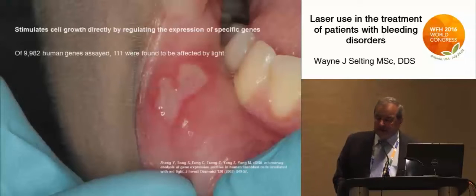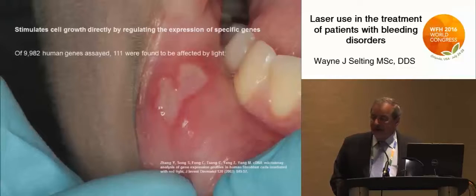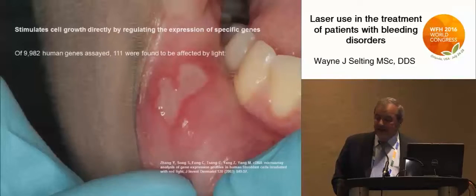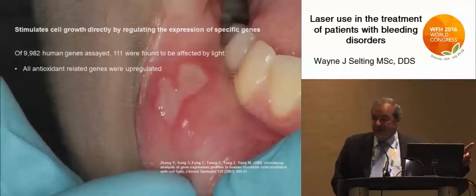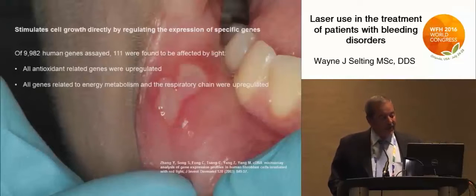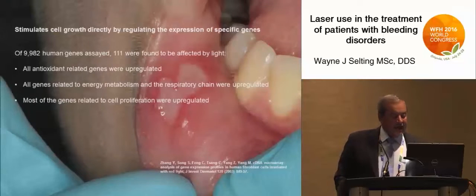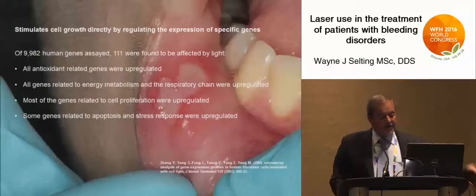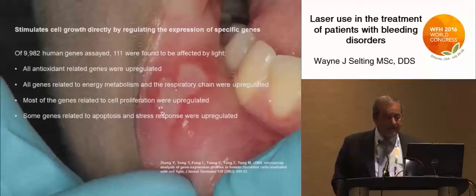Here is an interesting study of about 10,000 genes. Only about 110 were found to be affected by light, but look at them. All antioxidant-related genes were upregulated. All genes related to energy and metabolism, the respiratory chain, upregulated. Most of the genes related to cell proliferation were upregulated, and some relating to apoptosis and stress response. And remember the word stress response, because we're going to get to that again in a minute. All of those were upregulated.